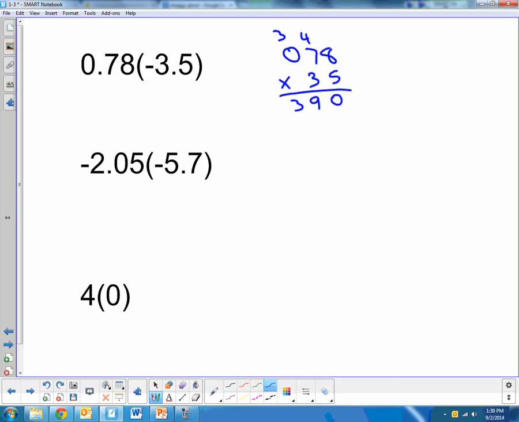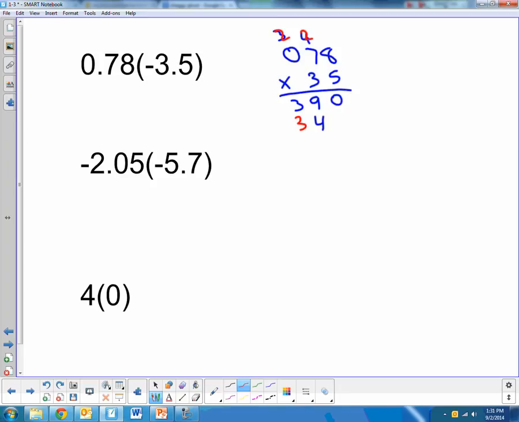3 times 0.78. So I'm going to do 3 times 8, and that's going to give me 24. And I carry the 2 up here. I multiply 3 times 7, and I'm going to get 21. Add the 2 on, I get 23. And you'll notice I started that 4 underneath the 9.